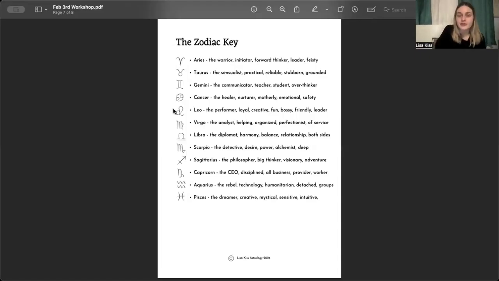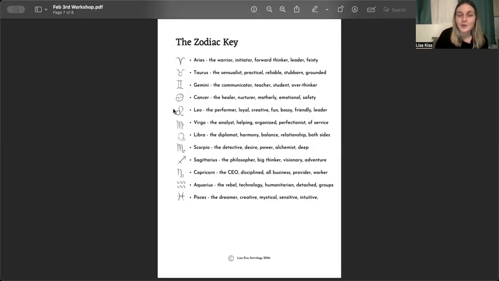Sagittarius, we have the philosopher, the big thinker, visionary, adventurous. They question things too, like Gemini's, but a little differently. Big picture, traveling, new perspectives. Capricorn, the CEO, disciplined, all business, provider, worker. When I say CEO, it can be CEO of a business, CEO of yourself, CEO of the household. Capricorns are in charge, responsibility, accountability, all those things. They just take it upon themselves.